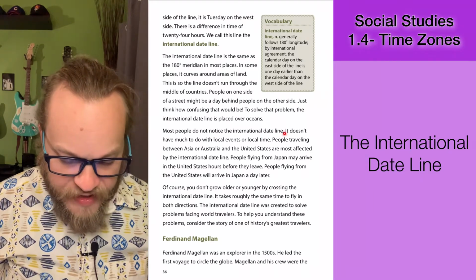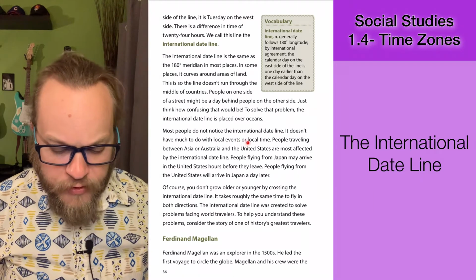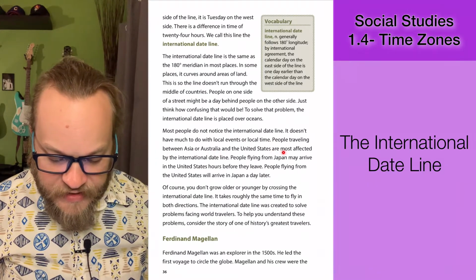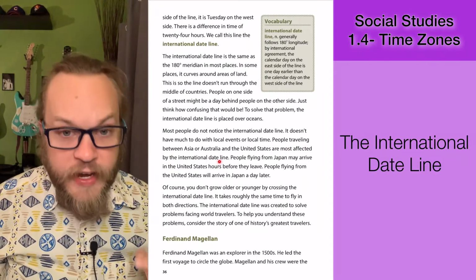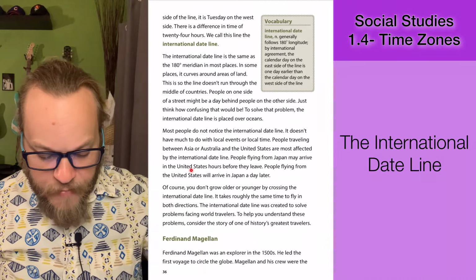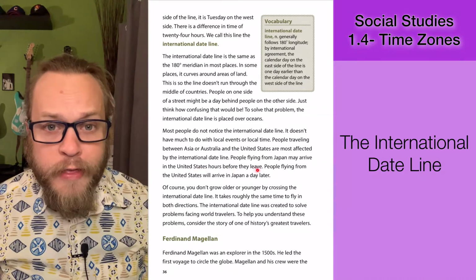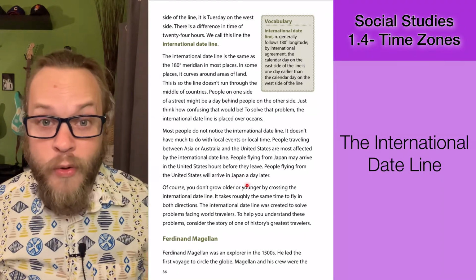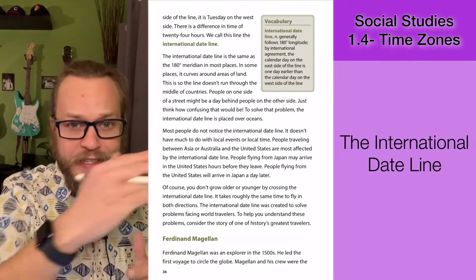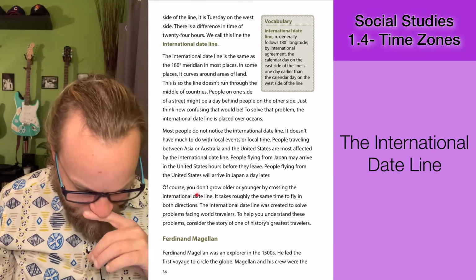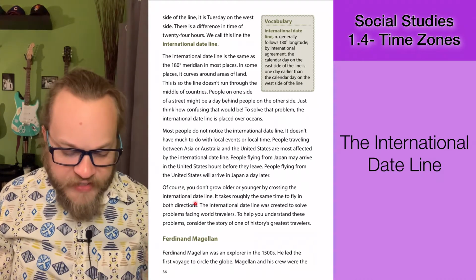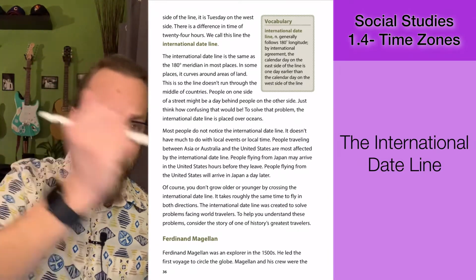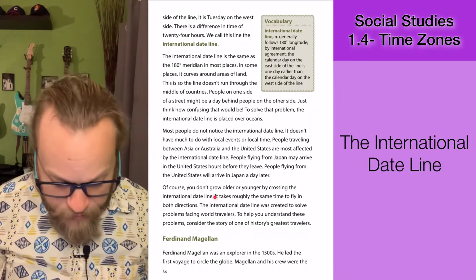Most people do not notice the international date line. It doesn't have much to do with our local events or local time. People traveling between Asia or Australia and the United States are the ones who are most affected by the international date line. People flying from Japan may arrive in the United States hours before they ever left. People flying from the United States will arrive in Japan a whole day later. They'll miss 24 hours by crossing that international date line. Of course, you don't grow older or younger by crossing the international date line. It takes roughly the same time to fly in both directions, about 12 hours there, 12 hours back, depending on who you fly with.